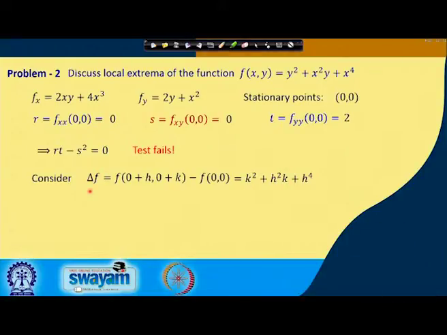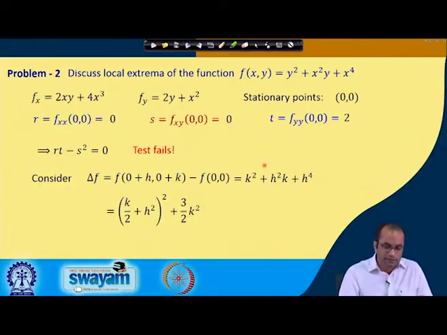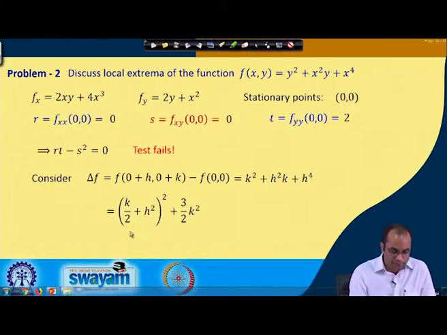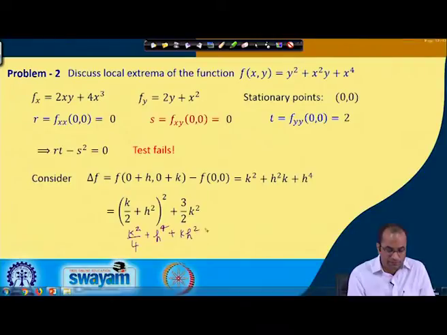Let's look at the value of this delta f in the neighborhood of the point (0, 0), and rewrite this term. The first term is k/2 plus h squared, whole squared. What we get out of this square is k squared by 4, so there is a term here, then an h to the power 4 term, then a k h squared term, and then this 3/2 k squared.